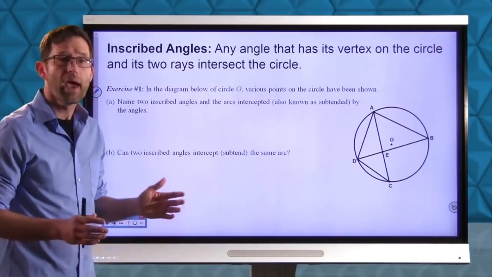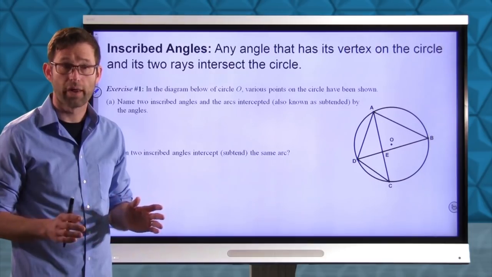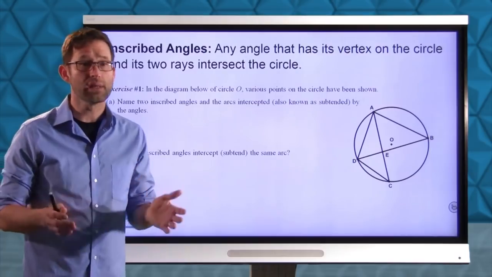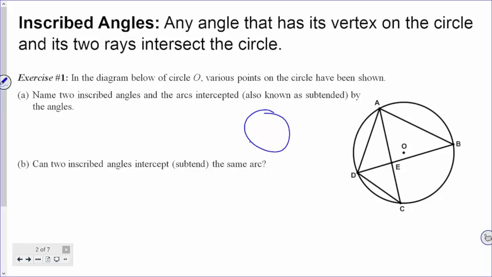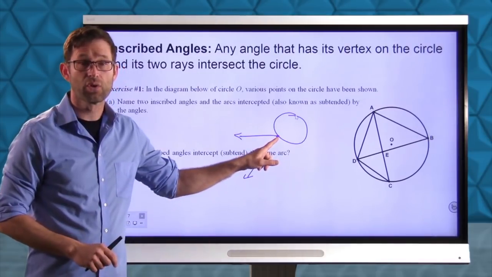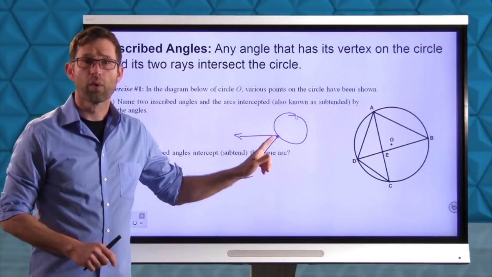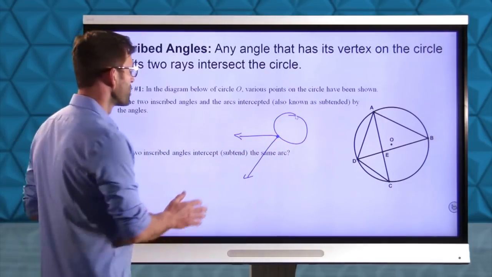It's pretty easy. An inscribed angle is any angle that has its vertex on the circle and its two rays intersect the circle. All right, and that's kind of important because you could easily have an angle, a circle, and some vertex like this, but that would not be an inscribed angle. Even though its vertex is on the circle, an inscribed angle is one where the vertex is on the circle and then the two rays intersect the circle.